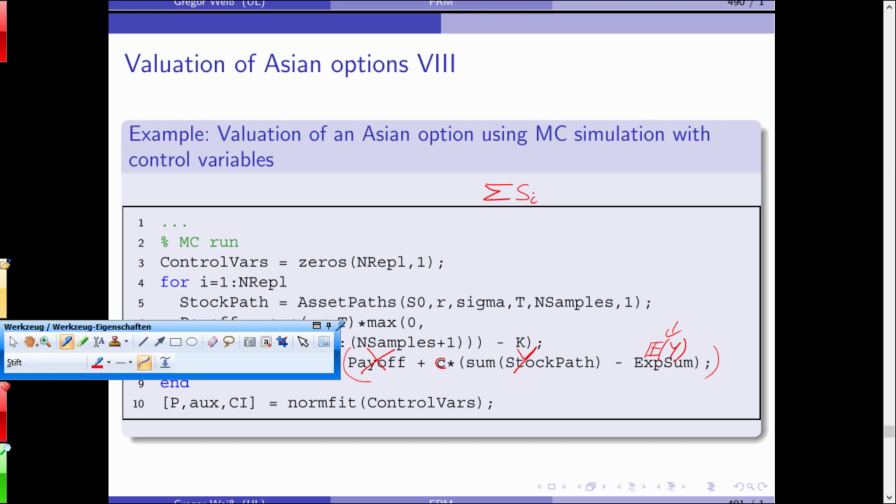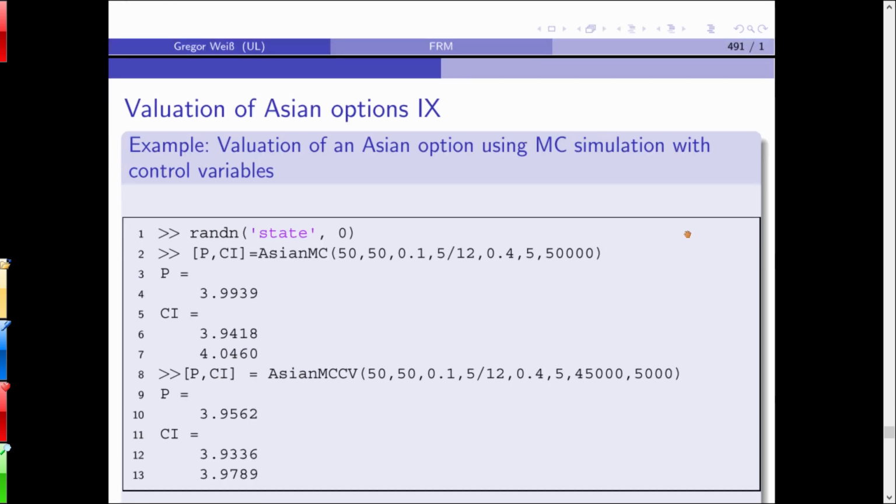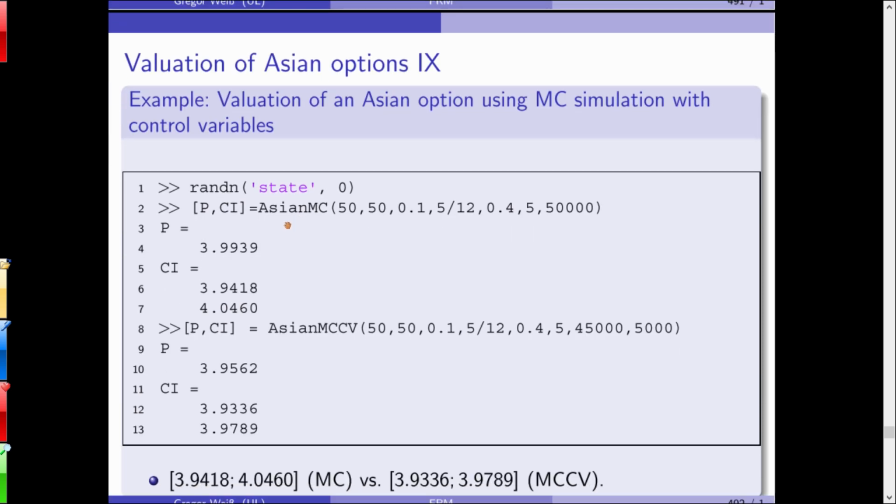And there you can see that control variables can be used to improve on the precision of your Monte Carlo simulation. So here you have Asian MC and Asian Monte Carlo simulation with a control variable. Again, 3.99, 3.95, but in the last line here you can see that the size of the confidence interval is dramatically reduced by including a control variable. What is the price of using the second approach with a control variable?